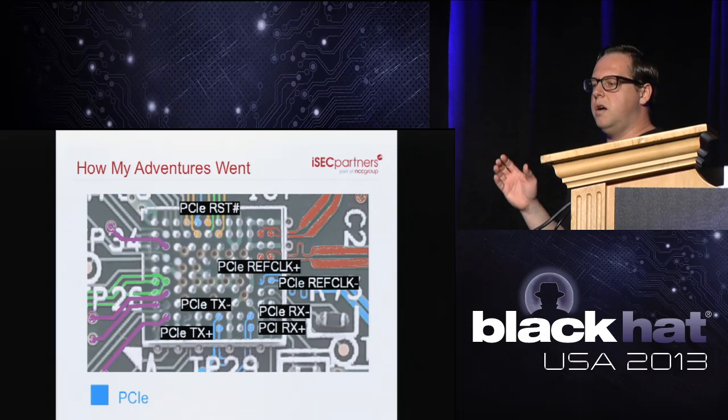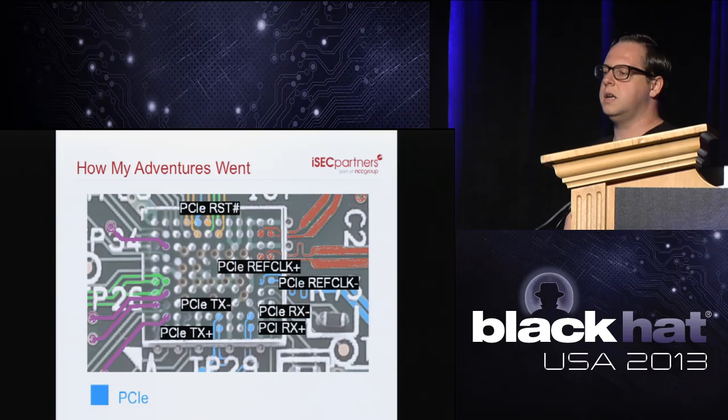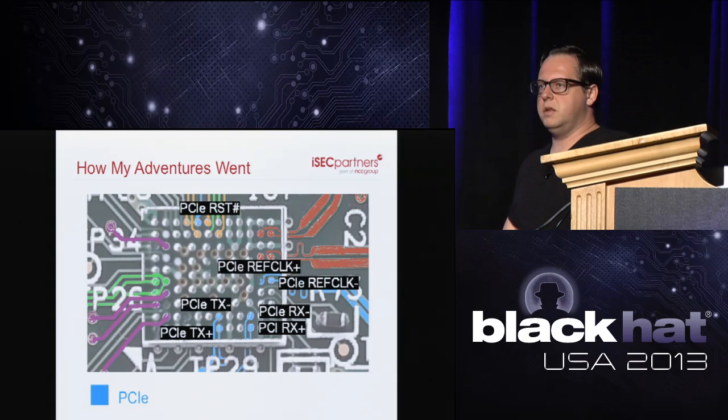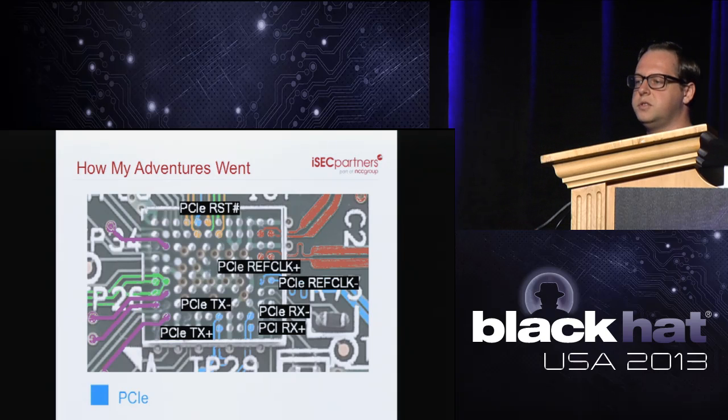This is an image of the board, the chip desoldered, and me kind of tracing in some of the lines coming in with different colors. This is where our image editor comes in handy. So we've already identified 7 of the pins for the Thunderbolt controller: all the PCI Express transmit stuff and also a PCI reset.